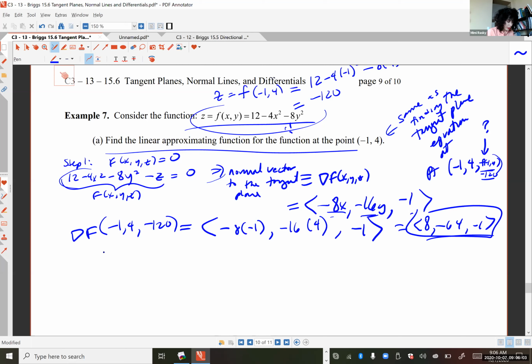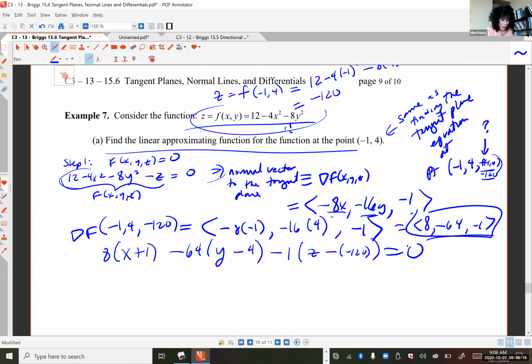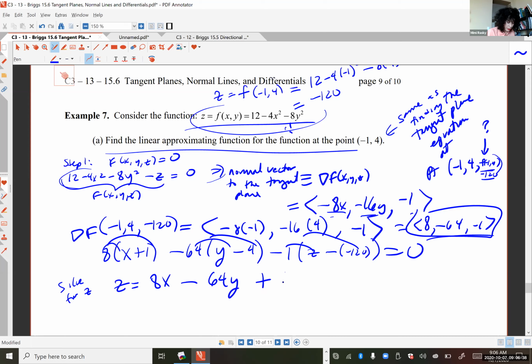And then when I use it, I go 8 times x minus a -1, but that's x plus 1. And then the -64 times y minus 4. And then minus a 1 times the quantity z minus a -120, that'll end up being z, equals 0. And then clean this up and rewrite it and solve this for z. I'm just going to go through this quickly because we're running low on time. You would distribute and collect like terms and all that. And then you should, after solving for z, get z is equal to 8x minus 64y plus 144.